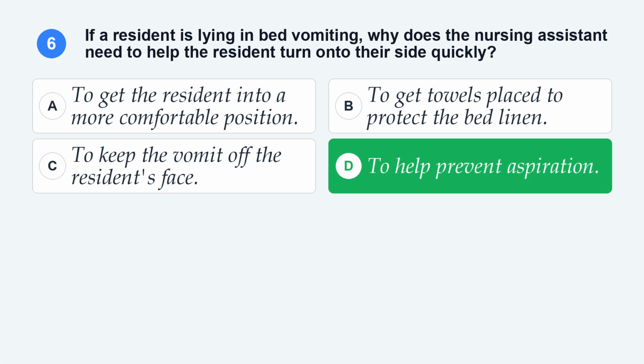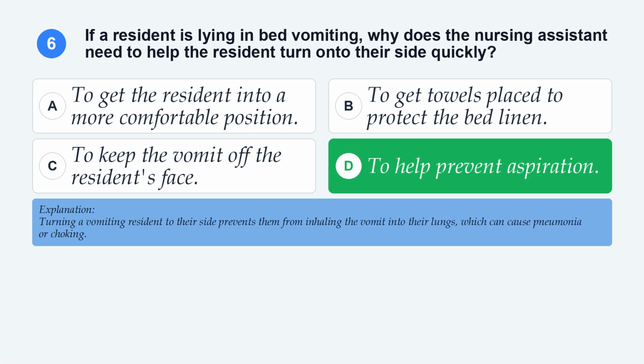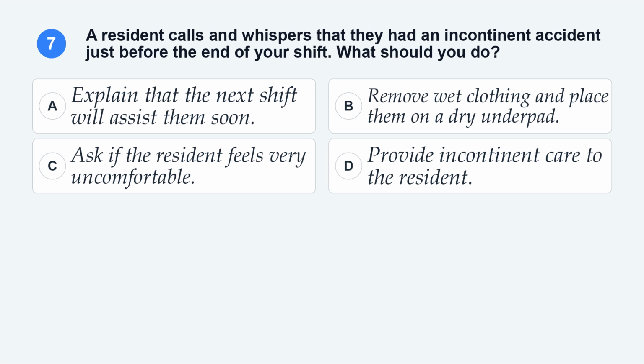The correct answer is option D. To help prevent aspiration. Explanation. Turning a vomiting resident to their side prevents them from inhaling the vomit into their lungs, which can cause pneumonia or choking.